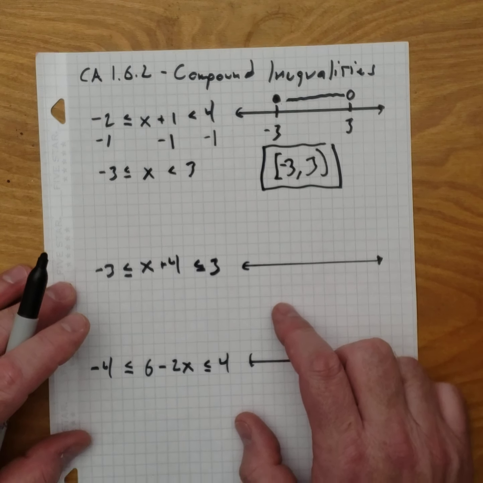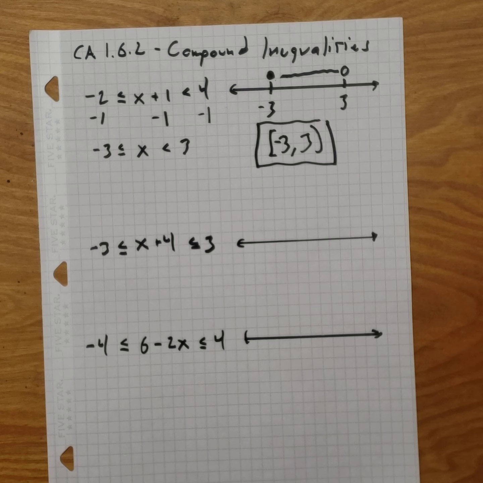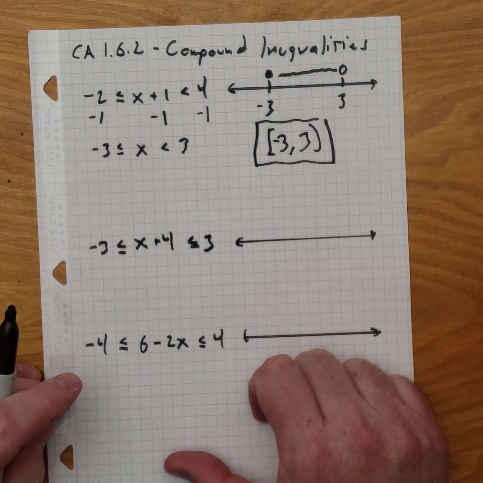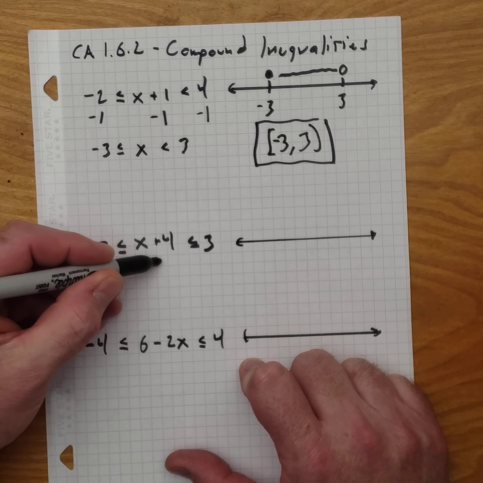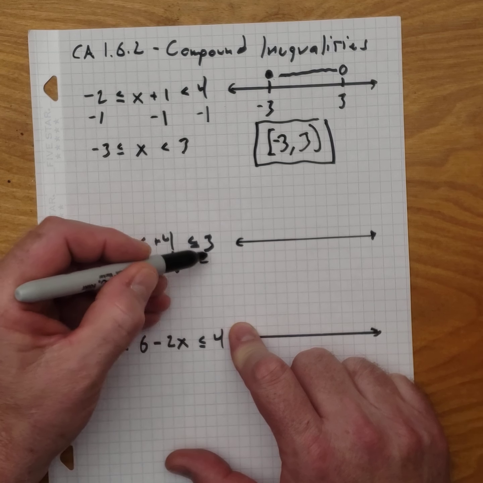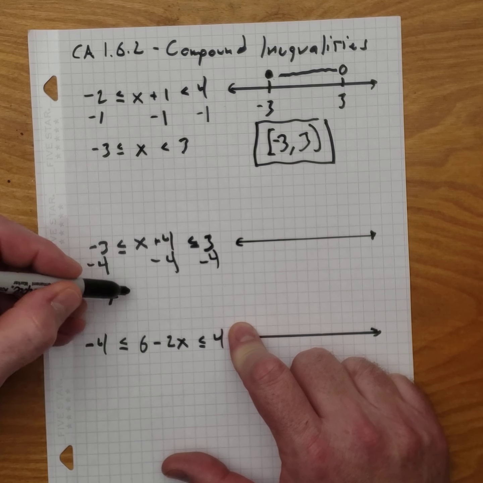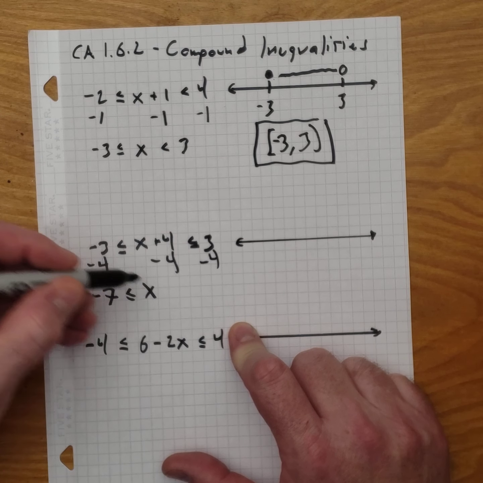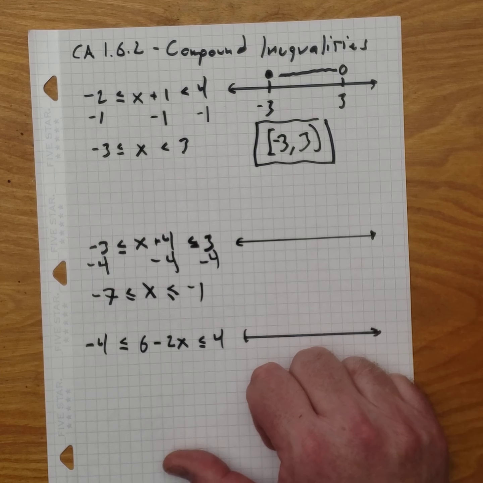Okay, real simple. And this textbook doesn't give us any really ugly ones. I haven't assigned any ugly ones, so they should all be as nice as these. Here, all we have to get rid of to get our x alone is the +4. So I'm going to subtract 4, subtract 4, subtract 4. That'll give us a -7, x, and then less than or equal to a -1 there.